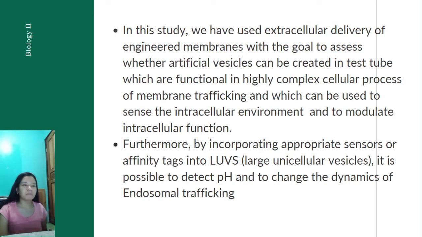So, ang pinaka-goal dito is to assess whether yung mga artificial vesicles can be created in test tube, meaning na kung makikita ba sa test tube yung pagiging visible ng mga artificial vesicles. So, furthermore, by incorporating appropriate sensors or affinity tags into LUVs or large unilamellar vesicles, it is possible to detect pH and to change the dynamics of endosomal trafficking.